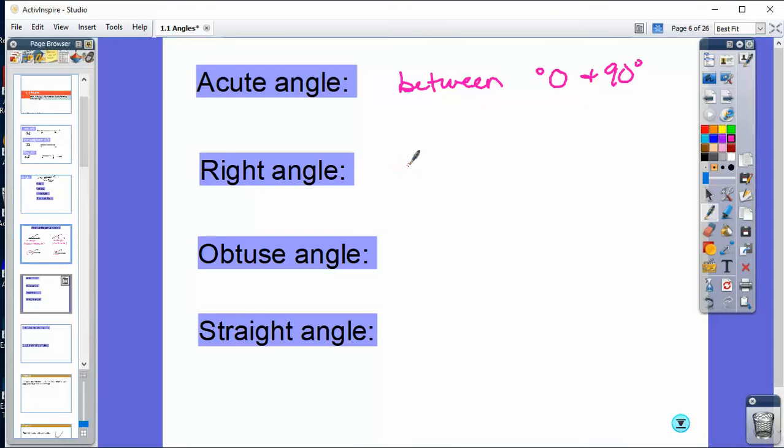What's a right angle? Obtuse? I'm just going to say greater than 90. But one particular, what is a straight angle? 180 degrees makes a straight line. So we're okay with all of those. We've seen those definitions before.